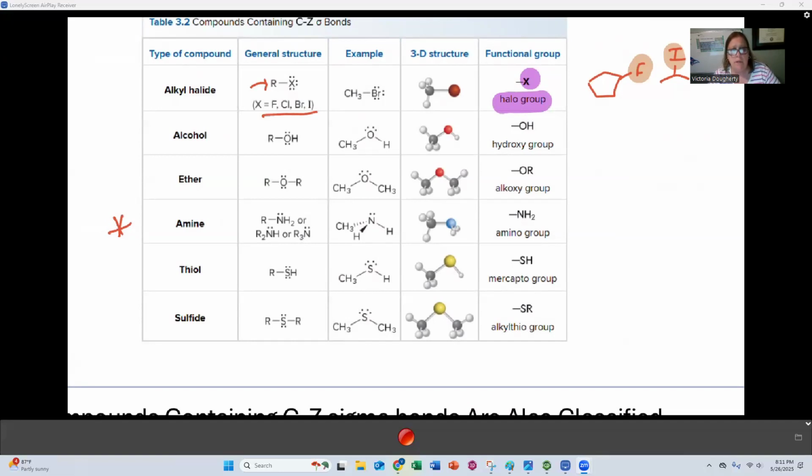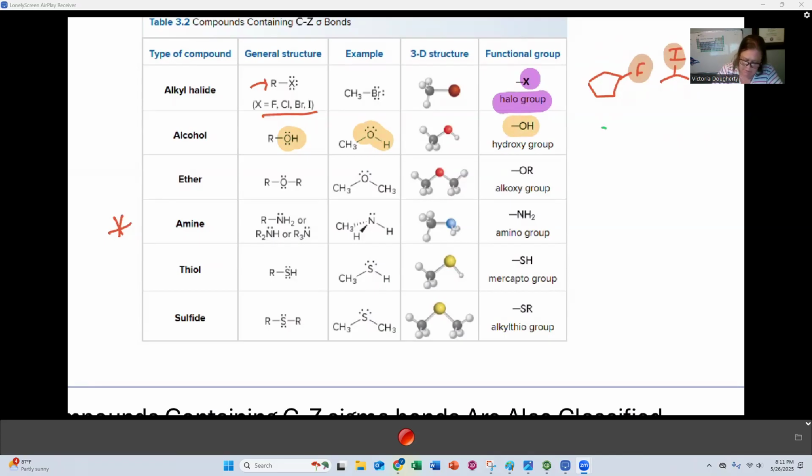Alcohols have this OH right here. Methanol is a very common alcohol, called wood alcohol. The OH on an alcohol is called the hydroxy group. And again, there's a bunch of different alcohols out there.